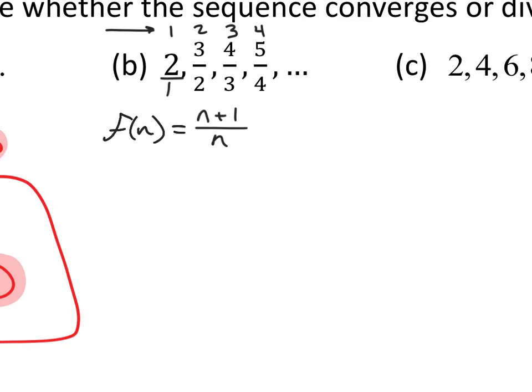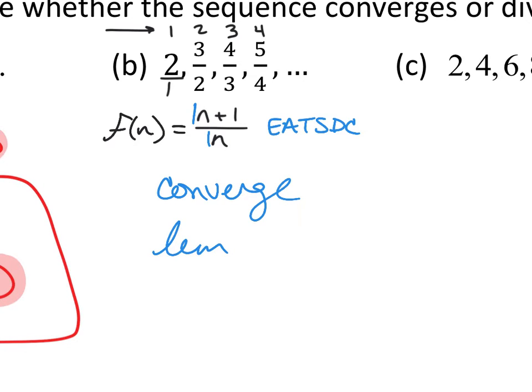So if that's the pattern for this sequence, this is an Eats DC. The exponents are the same, so we're going to divide the coefficients. The coefficients are both 1. So this is going to converge, because Eats DC is a converge. And it's going to converge to the limit as n approaches infinity of this function that we just wrote, n plus 1 over n, equal to 1.